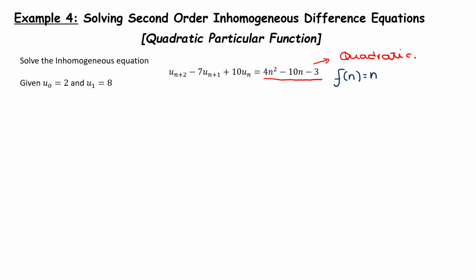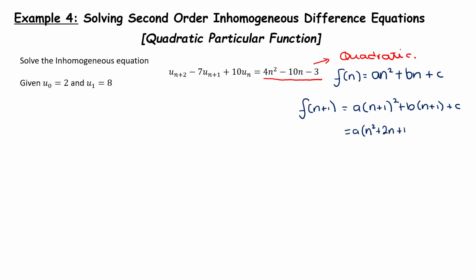So f of n is in the form an squared plus bn plus c. So if we do f of n plus 1, that's going to be a(n plus 1) squared plus b(n plus 1) plus c, which is a(n squared plus 2n plus 1) plus bn plus b plus c, which is an squared plus 2an plus a plus bn plus b plus c.